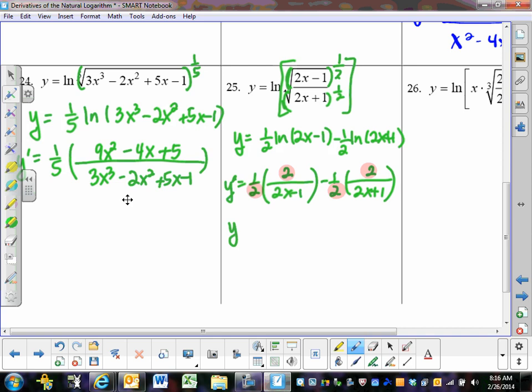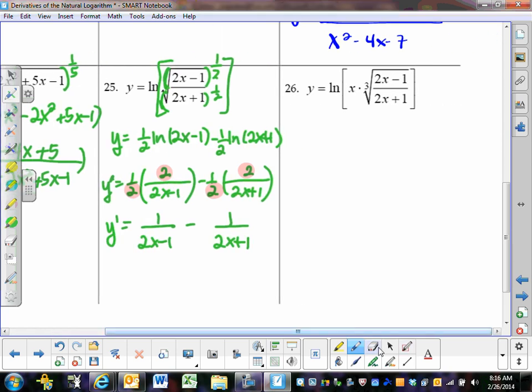So for number 24, we're going to rewrite this as the 1/5 power on the inside. So our derivative is, well, let's rewrite first so everybody's following along. Our rewrite is 1/5 natural log of 3x cubed minus 2x squared plus 5x minus 1. Remember, there's nothing we can do about plus or minus. So now our derivative is 1/5 u prime, so 9x squared minus 4x plus 5 over u.